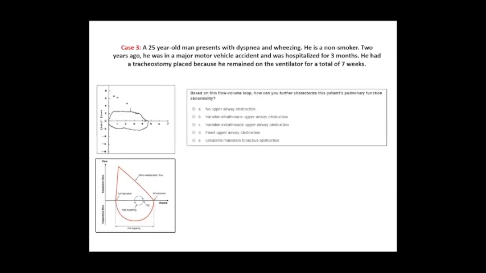Still on the same case, based on the flow volume loop, how can you further characterize this patient's pulmonary function abnormality? Try to remember what Dr. Bassem just showed you about the examples. The reduction in the expiratory loop and inspiratory loop is considered a fixed upper airway obstruction. And this is because of the placement of a tracheostomy for 7 weeks.